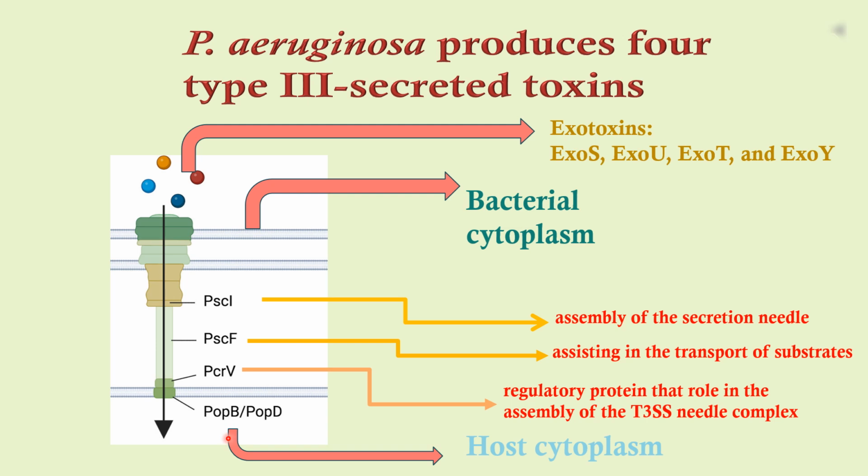And finally, we can see the two-component system of this secretion system, PopB and PopD. In this system, two proteins work together to form a translocon that allows effector proteins like ExoS, ExoU, and other exotoxins to enter the host cells.